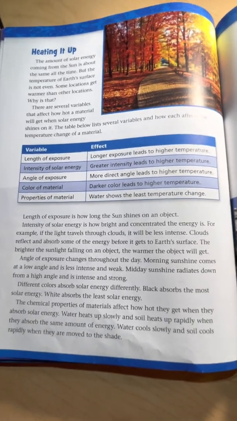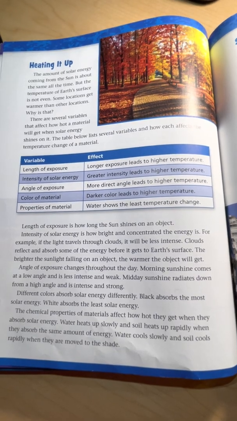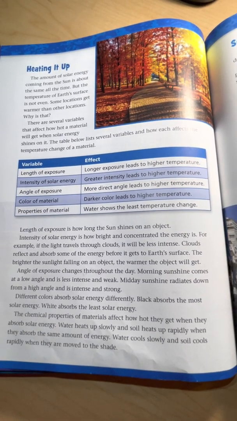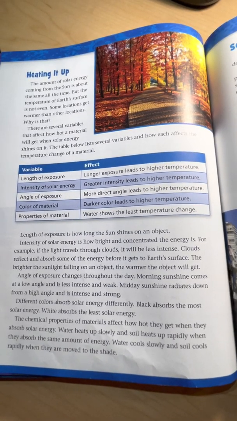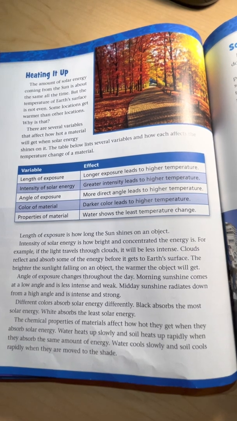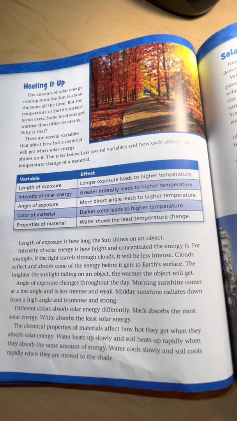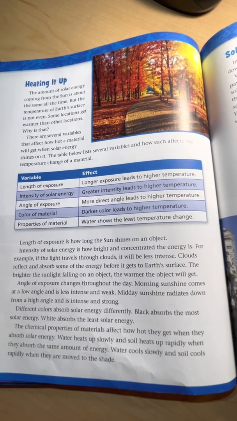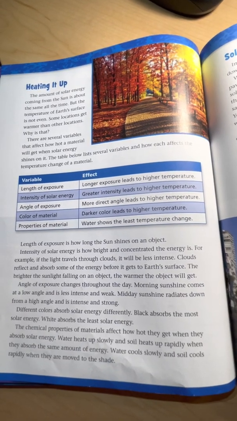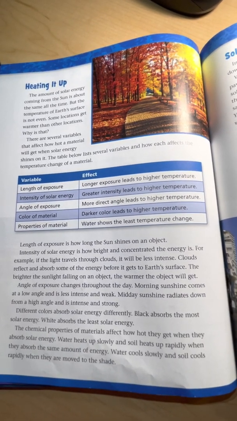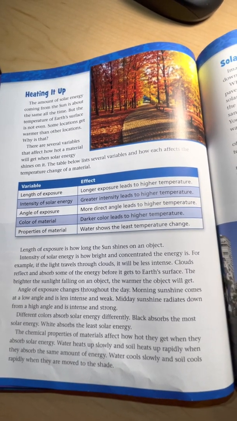Length of exposure is how long the sun shines on an object. Intensity of solar energy is how bright and concentrated the energy is. For example, if the light travels through clouds, it will be less intense. Clouds reflect and absorb some of the energy before it gets to Earth's surface. The brighter the sunlight falling on an object, the warmer the object will get. Angle of exposure changes throughout the day. The morning sunshine comes at a low angle and is less intense and weak. Midday sunshine radiates down from a high angle and is intense and strong.